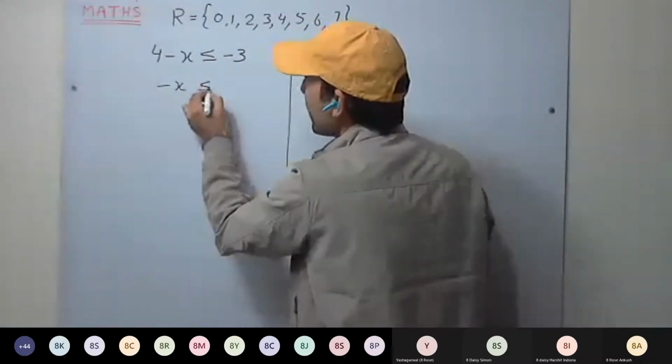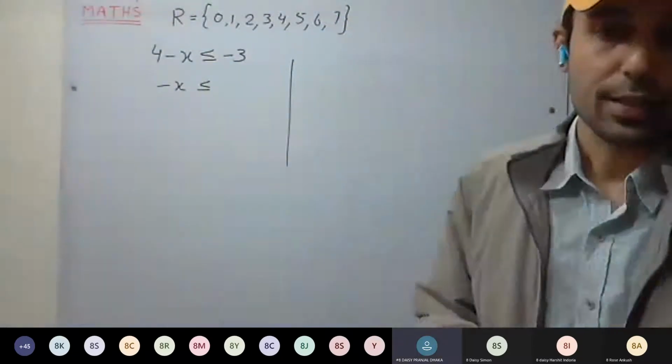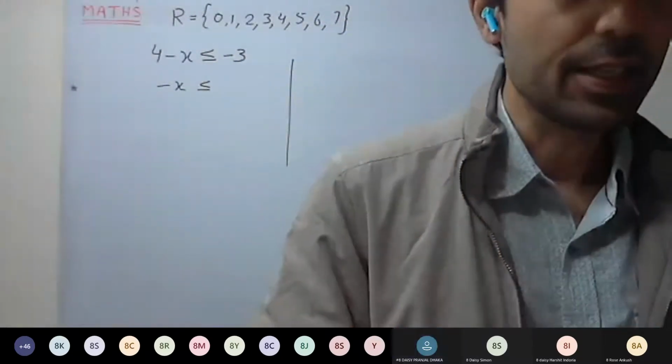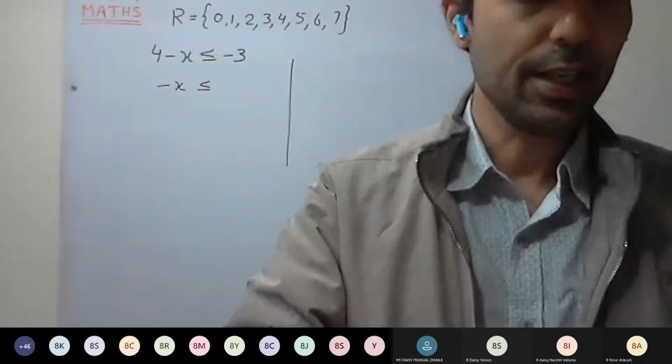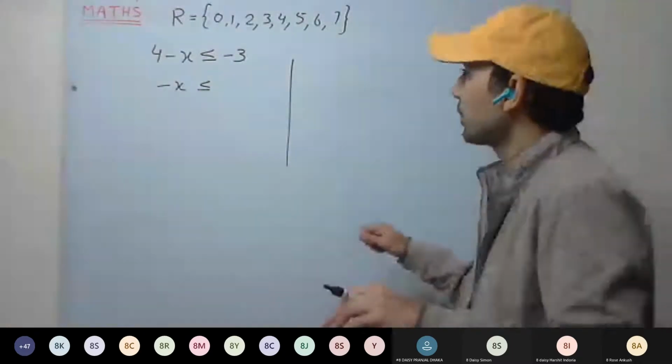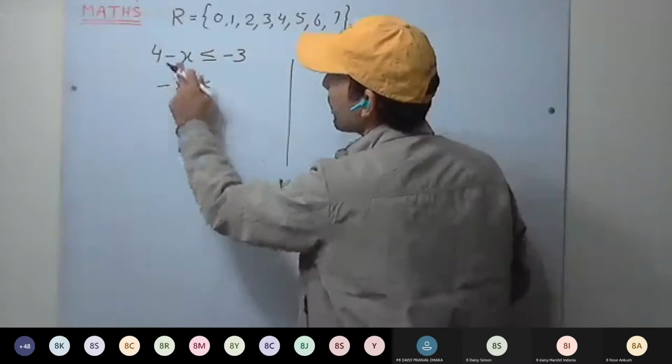Minus x, Sir, which chapter you are doing? it is A65. In equations, we are doing equations and inequations, linear equations and inequations. A65. Page number A65, algebra 65.